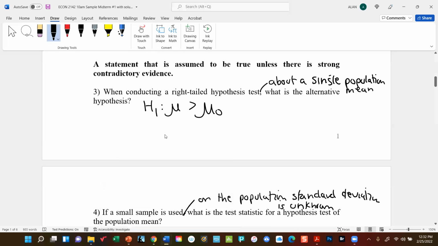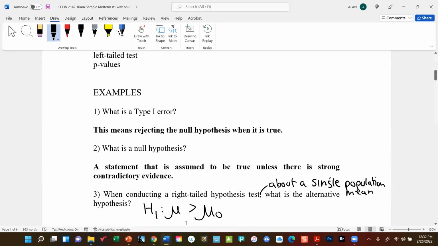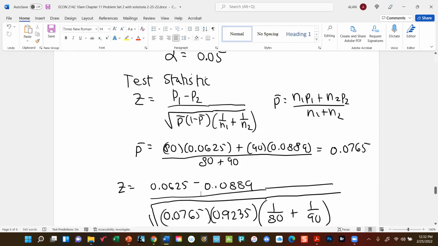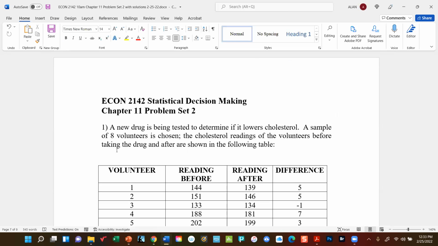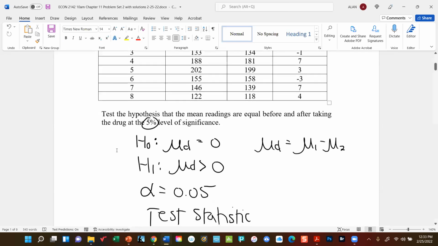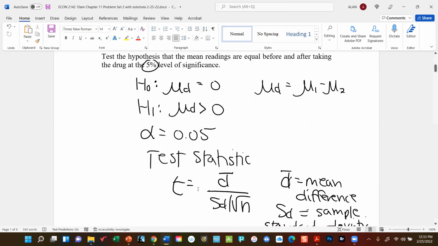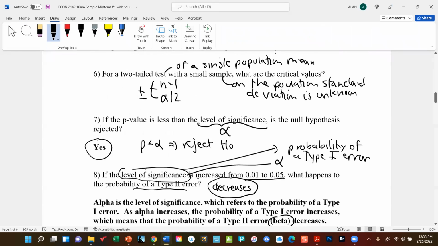The test statistic that we used, let's go back to the very beginning. That would be this case. These are the so-called paired samples. The test statistic is always based on the t distribution here. Okay, so that's what this question is really asking.